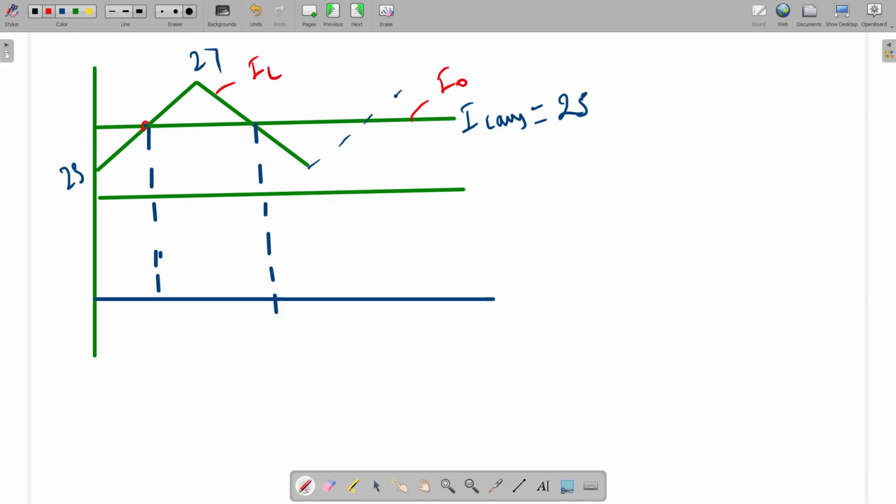Okay. So at this point it will cross this one. What will be the value here? This is 25 minus IL 23 minus 25. So it will start from minus 2. Minus 2, it will go up to here. Here it will be 27 minus 25, so it will be 2. And here it will be 2, then minus 2. So this is the capacitor current for one cycle.